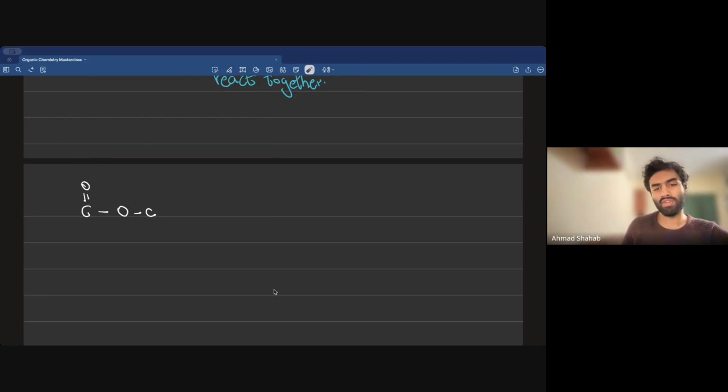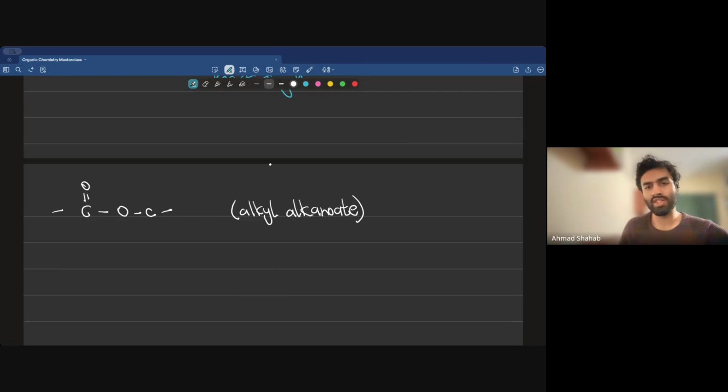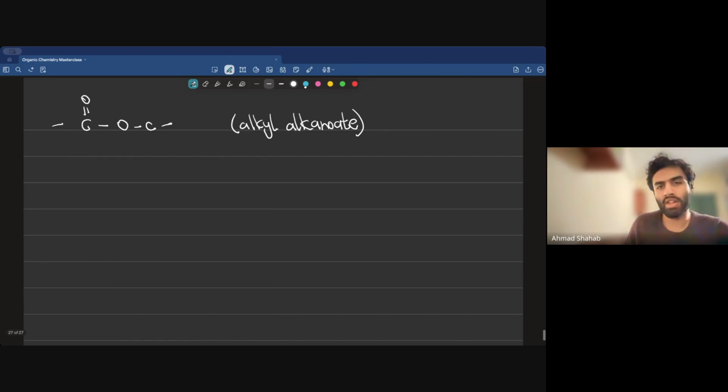So this is the functional group of an ester, and we have a certain way in which we name this class of compounds: alkyl alkanoate. I'll explain how this ties together in a bit. As I told you earlier, an ester forms as a result of a reaction between a carboxylic acid and an alcohol. Let's do an example of such a reaction.